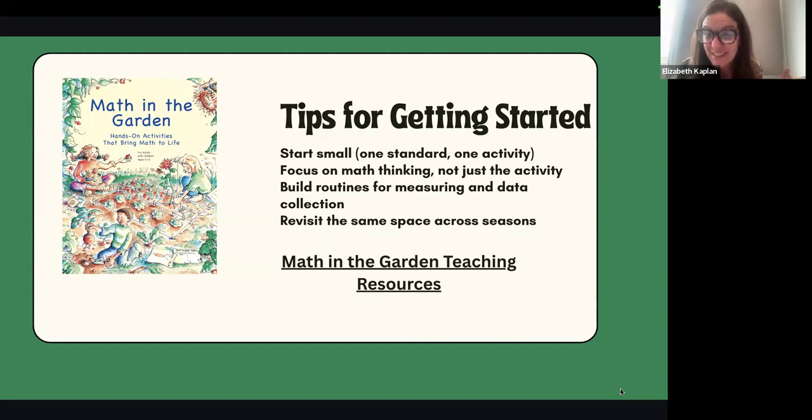Building routines for measuring and data collection is a really easy way to integrate math for the whole year. So, okay, in the fall, we're going to vote on our favorite snack from the garden, or in the winter, like throughout the year, you can have different data points where you're graphing things to do with the garden. So build routines for that. Oftentimes in science, we have a garden journal. You can do the same thing. If you have a garden journal, you can integrate some math and data into that as well. And then we always say, and I know Mass Farm to School does too, revisit the same space across seasons. So don't forget about your garden in the winter, because there's math that can be done there as well.